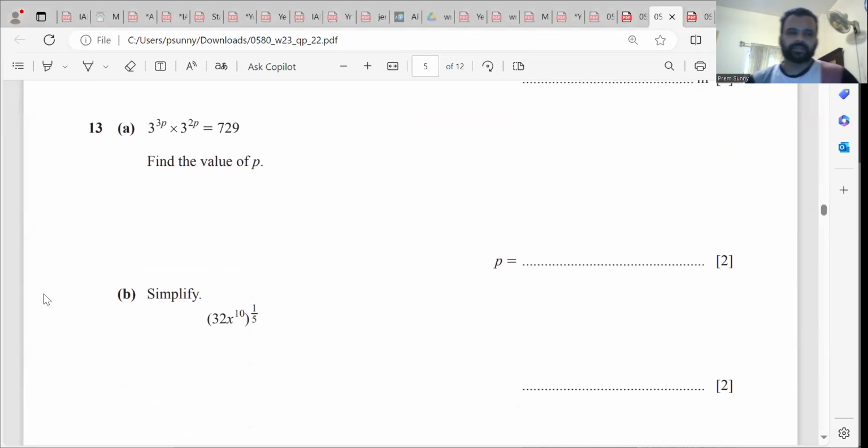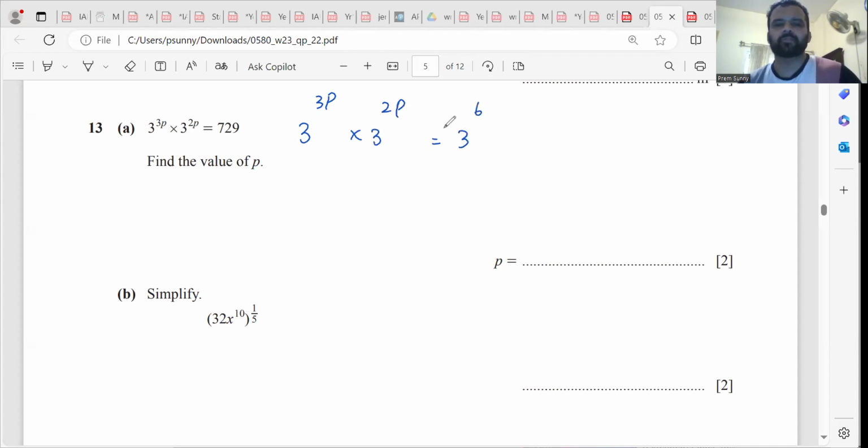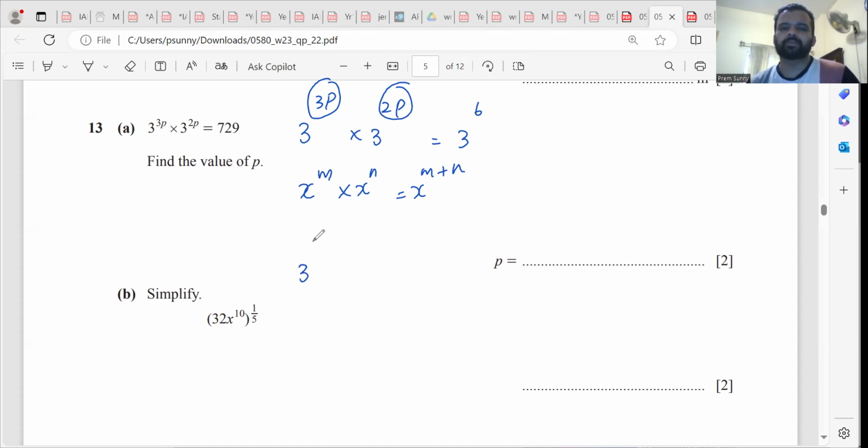Now this is an indices question. 3 to the power of 3p times 3 to the power of 2p is equal to 729, which is actually 3 to the power of 6. Now we know the formula x to the power of m times x to the power of n is x to the power of m plus n. The bases should be the same. Here the bases are the same, so we can simply add the powers. So 3 to the power of 3p plus 2p, and 3p plus 2p is 5p, equals 3 to the power of 6.